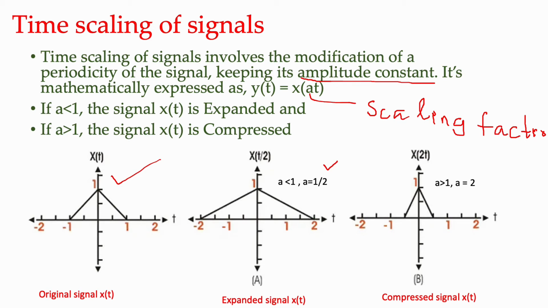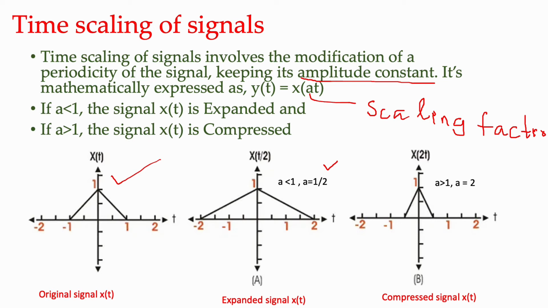If you take another example, here a is 2. A is 2 is nothing but a is greater than 1. If a is greater than 1, the signal x of t is compressed. So you look at x of 2t compared with the original signal. This signal is compressed.